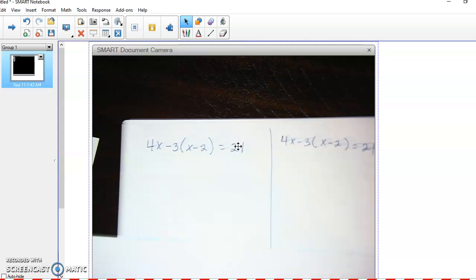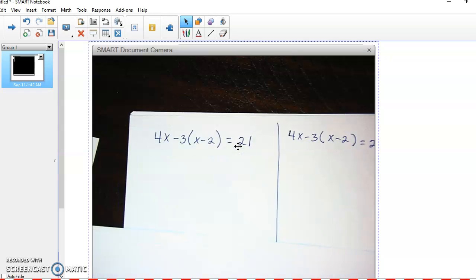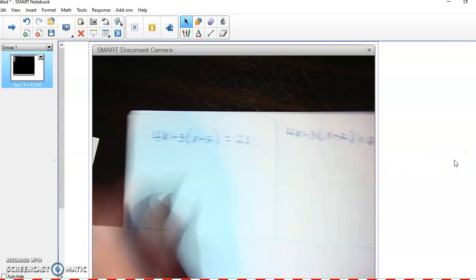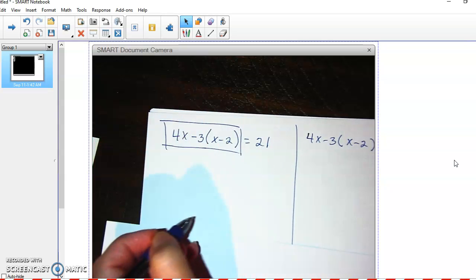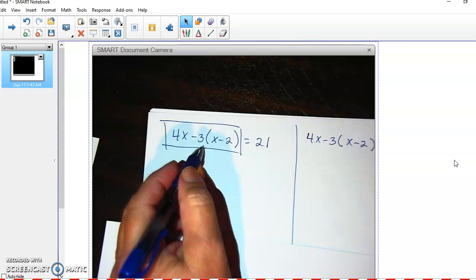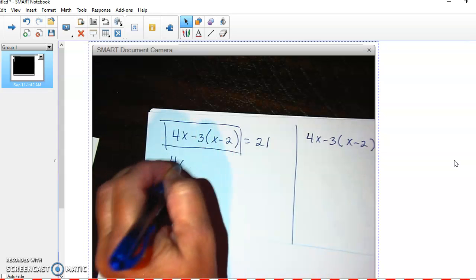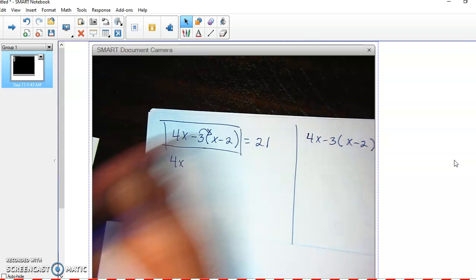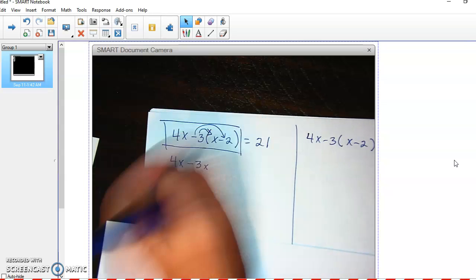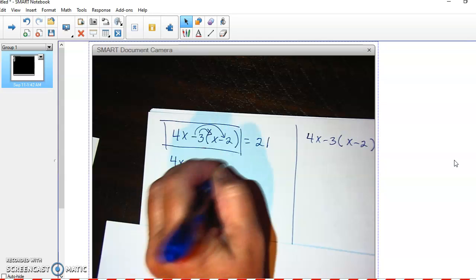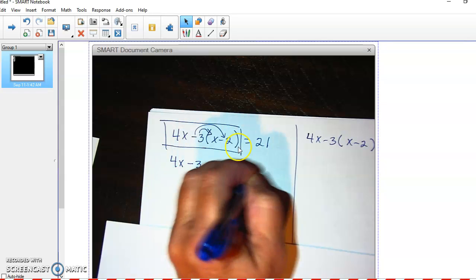Let me cover this up so that's not a distractor. So again, I'm going to look at this and ask, is there anything I can do before I start solving? So put a box around there. We're going to do the distributive property inside that box. Let's bring the 4x down. We're going to distribute a negative 3, so it's a negative 3x. A negative times a negative gives me a positive, and 3 times 2 is 6, equals 21.